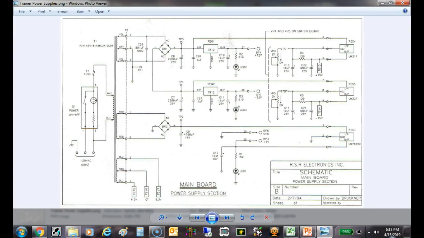This is the transformer. They put a 6.3 volt transformer out and we use it solid state when we build our own power supplies. So if you take solid state, if you're in the ILT program, solid state is one of your required classes. You'll learn how to build a power supply.